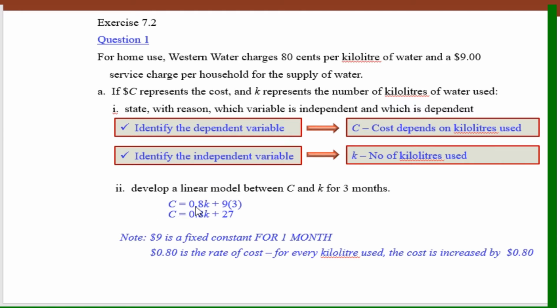So C equals 0.8K plus 9 times 3. Why 9 times 3? 9 is per month. So 9 is my fixed cost. If I don't use any water, I still must pay $9. 80 cents is my rate, which is my gradient. You look here, it's 80 cents. So make sure you put 0.8K plus 27.